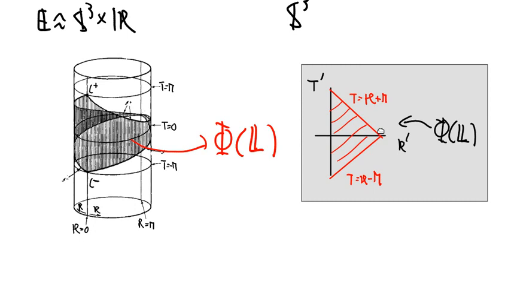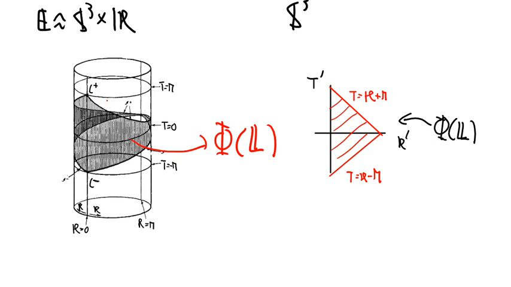And so if you look at this picture, this line goes to these two lines. This is d equal to r plus pi, and these two lines below correspond to this. Okay.